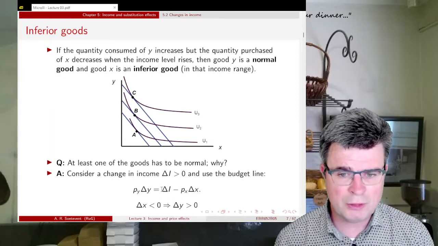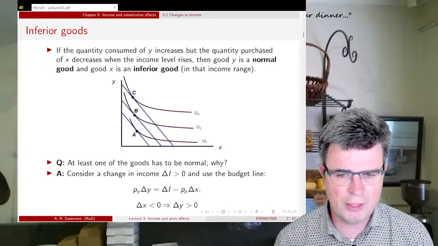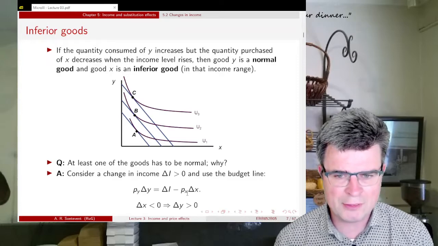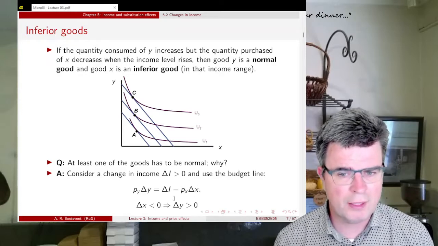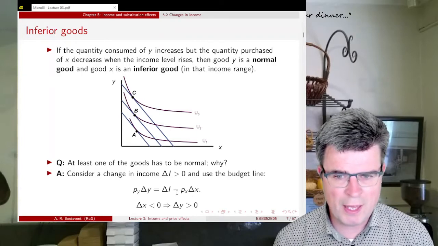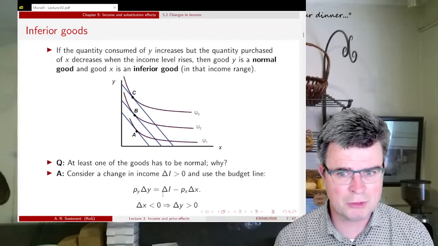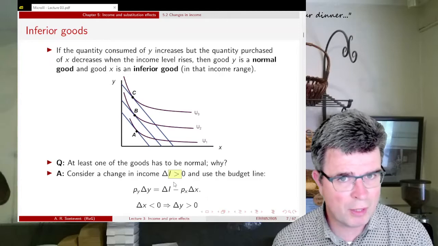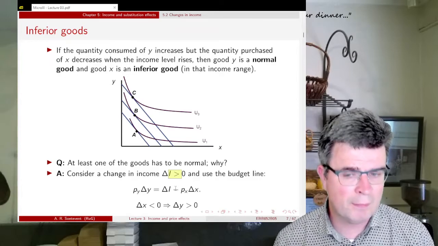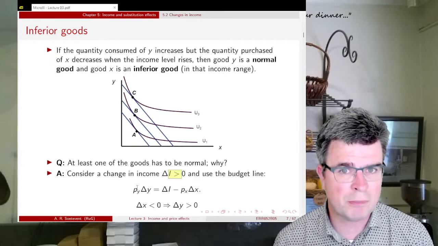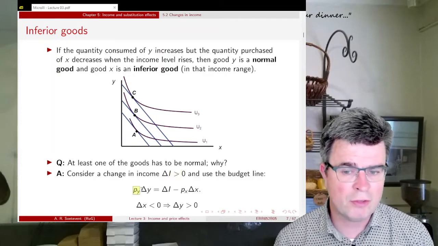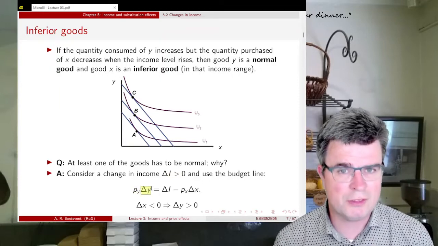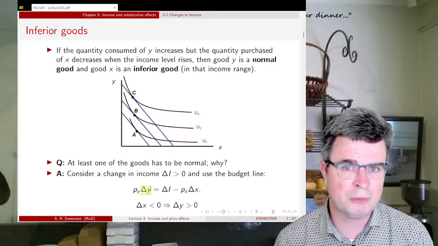So suppose that good x is an inferior good, so we have a positive change in income, but we reduce our consumption of good x. That means that this part over here is negative, and with the minus sign it becomes positive. We assume that we have a positive change in our income, so this part is positive as well, so the entire right-hand side is positive. Then it also needs to be that the left-hand side of this equation is positive. Well, prices cannot be negative, so the only possible solution is that delta y is positive as well.